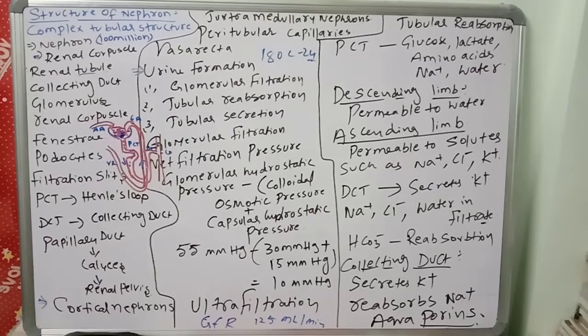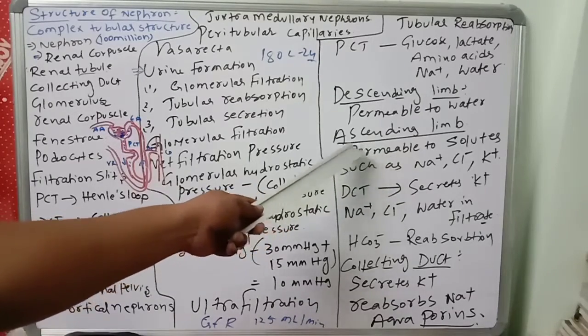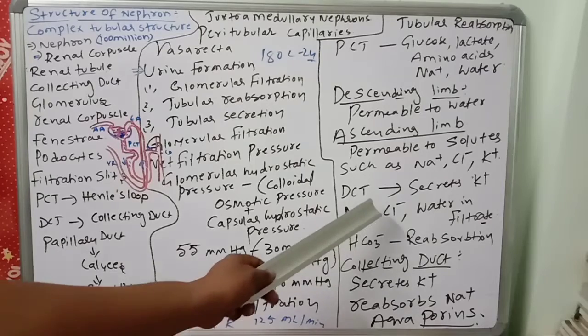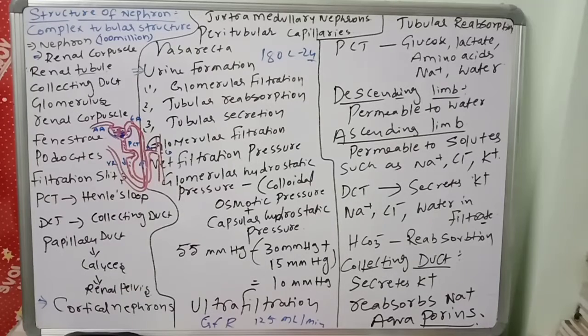What about the ascending limb? The ascending limb of Henle's loop is impermeable to water but permeable to solutes such as sodium, chloride, and potassium. What about the distal convoluted tubule? The distal convoluted tubule recovers the water and secretes potassium, sodium, and chloride, and the water remains. So the filtrate is concentrated in the descending limb and diluted in the ascending limb.